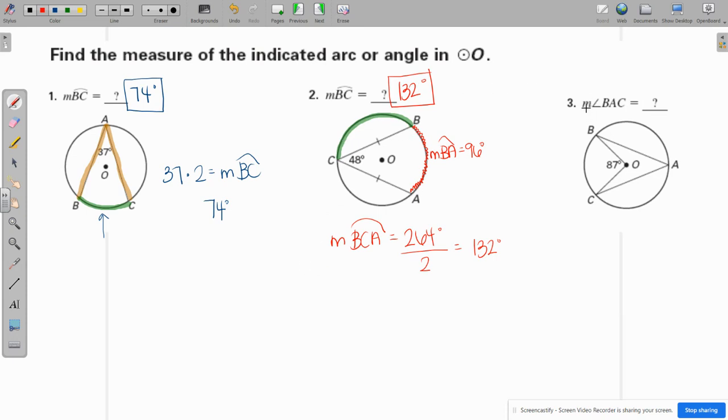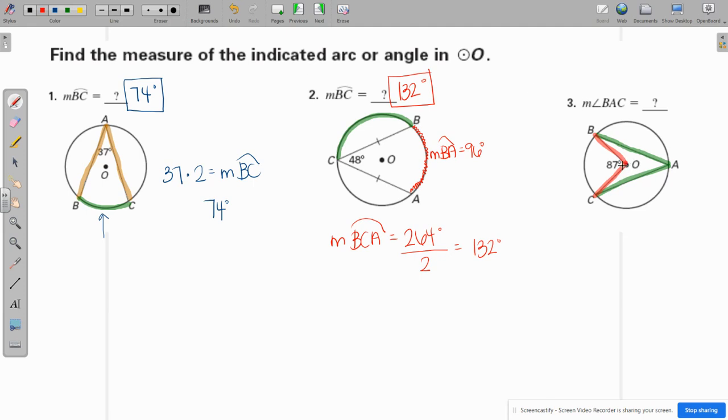In number 3, we're looking for the measure of angle BAC. So angle BAC that we're looking for is this angle here. Now we're going to have to pull on some prior knowledge. I have here that angle BOC, which is a central angle, is 87 degrees. It's a central angle because its vertex is on the center of the circle.